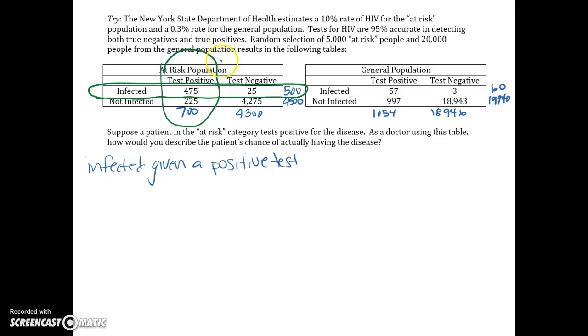Remember, when we are given information, we use that part of our graph. We were given a positive test. So there were 475 that tested positive in that part of our graph out of 700, which is equal to 0.679, or 67.9%. Now, while that is a rather large percent, you should advise the patient to retest because the test isn't completely accurate, and that'll give them more information.